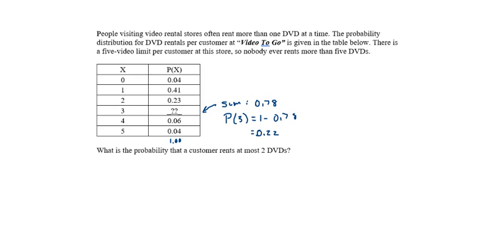We know what P3 is, but we're asked what is the probability that the customer rents at most 2 DVDs. Well, at most 2 DVDs means that they could rent 0 DVDs or 1 DVD or 2 DVDs from this rental place.